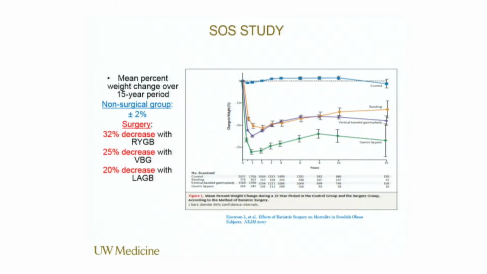And if you look at the long-term results, they're pretty remarkable. The non-surgical group, despite having pretty good follow-up in a tightly integrated healthcare system in Northern Europe, had negligible weight loss, plus or minus 2%. The folks who had gastric bypass, even 15 years out, had reliably lost and kept off a third of their total weight. So they're pretty powerful, and they can achieve long-term sustained weight loss.